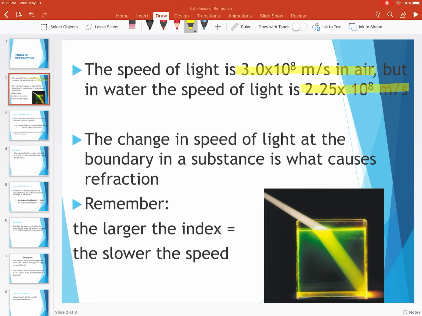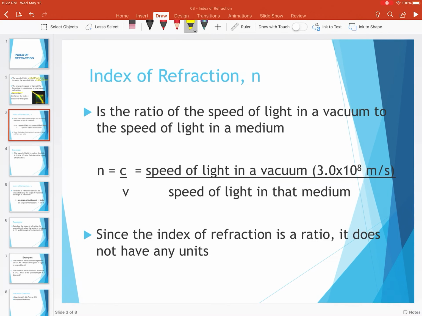So as light changes speed, when it goes from one medium to another medium, that's what's going to cause that refraction or that bending of light. Something you want to remember is that the larger the index of refraction, the slower the speed will be. And that helps you determine which way that light will bend, away or towards the normal. So when we look at index of refraction, we're kind of looking at the optical densities of the different substances we're looking at.